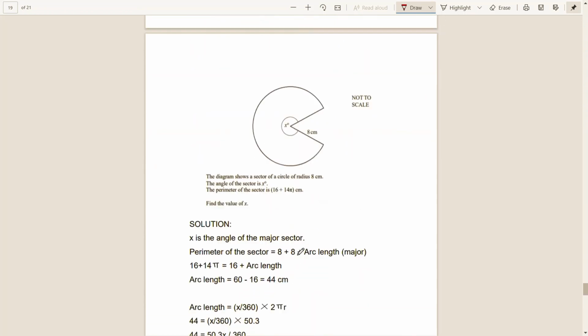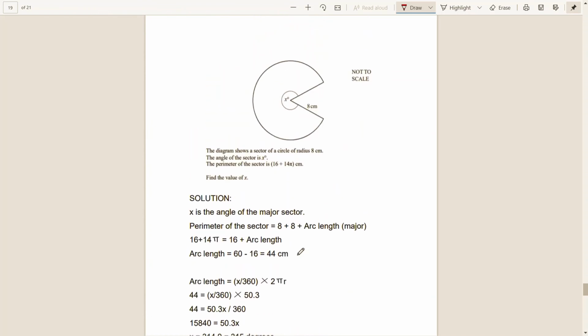Right, the last question is question number 13. It's another very good question. The diagram shows a sector of a circle of radius 8 centimeter. This is 8 centimeter. What will be this length? Again 8 centimeter. The angle of the sector is x. Which sector? This sector.